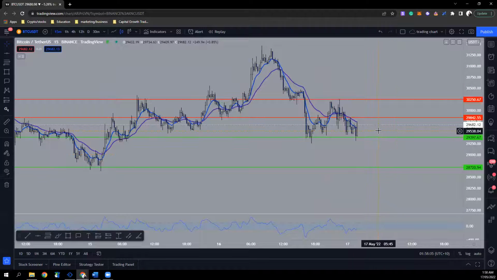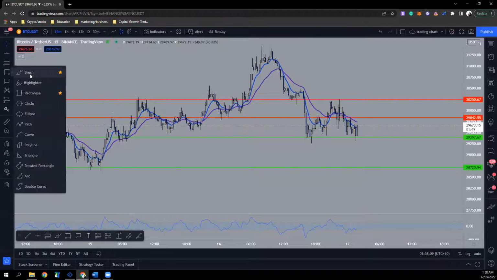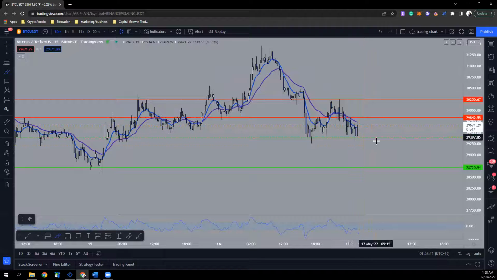So what I would be looking for is something like this. What we discussed was we don't short into support, because see this candle, this is exactly why we don't short into support: we could actually get stopped out. So we want to wait for price to push through here and then retrace up into this area.